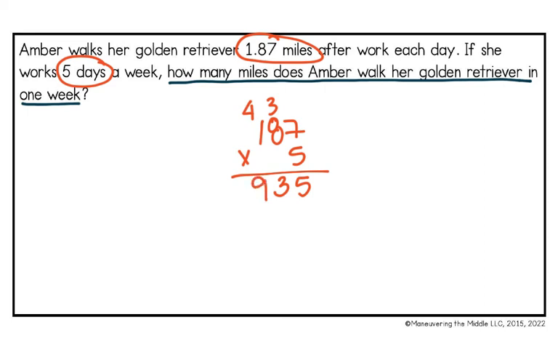Now, she didn't walk her dog 935 miles. That makes absolutely no sense based on the fact that we know she almost walked 2 miles and only walked for 5 days. So 935 makes absolutely no sense. So we need to go back in and put in our decimal. 1.87 has 2 digits, 5 has 0. So I'm going to move it 2 places to the left. So she walked her dog 9.35 miles in 5 days.